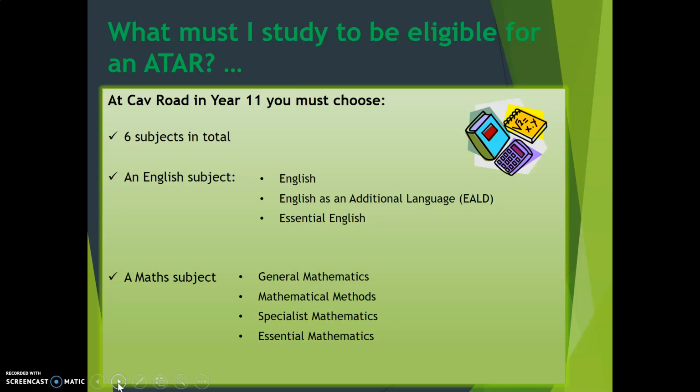English, general English, is the one that you really need to be able to be eligible to go to university. Essential English can contribute towards your ATAR, but you will have to go via a diploma bachelor pathway to enter university, or study a bridging course in general English when you finish Year 12 before you can apply to university.